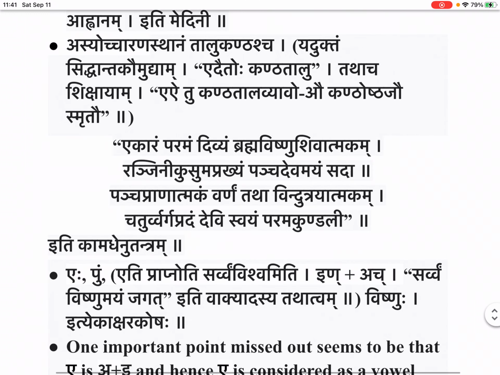And some more information about A from Kamadhenu Tantram in Shabdakalpadrumaha. Ekaram paramam divyam brahma vishnu shivatmakam ranjini kusuma prakyam panchadevamayam sada panchapranaatmakam varanam tatha bindutrayatmakam chaturvargapradam devi swayam paramakundali iti Kamadhenu Tantram.